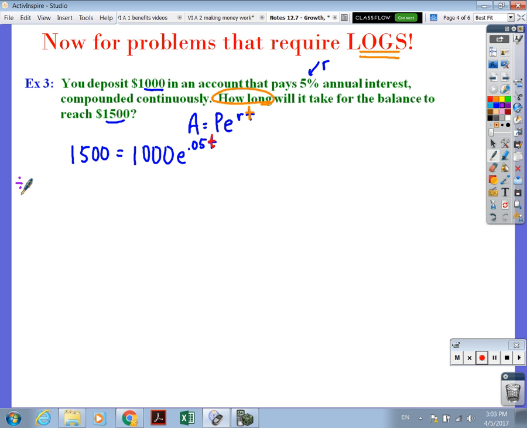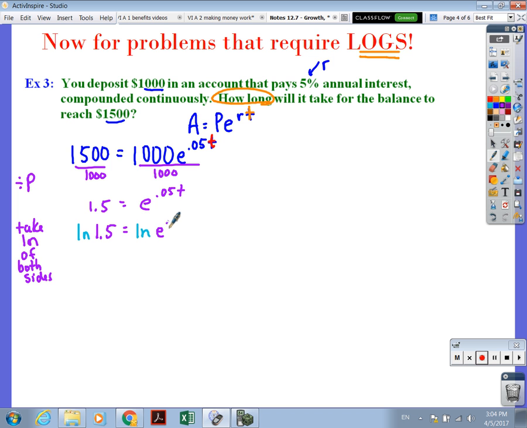The first thing you have to do in all of these problems, though, is divide out whatever number is in front of that e. So it's the p-value. It's your principal. And that gives me 1.5 equals e to the 0.05t. Now, in a problem with e, when we say to take the log of both sides, I'm going to say take the natural log of both sides because I have a problem with e in it. And that physically means that we write the word ln, meaning natural log, in front of those parts. So the natural log of 1.5 is going to equal the natural log of e to the 0.05t.